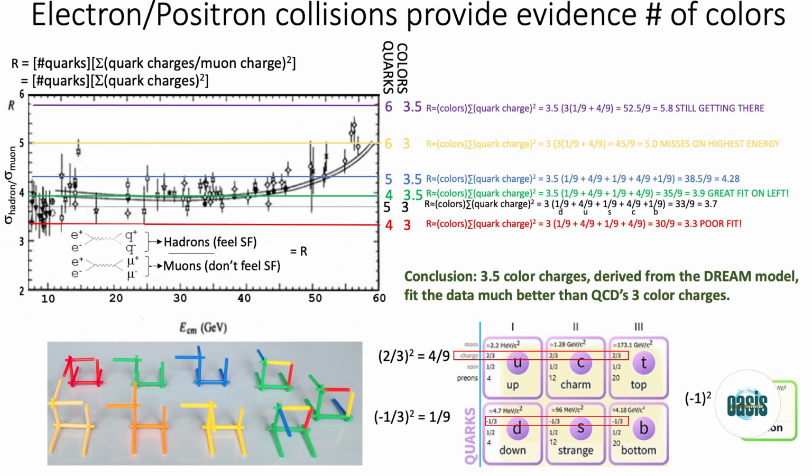Here's the actual data for the charge ratios that you see. So they said, okay, that's pretty good. 3 colors. Frankly, I don't think that's very good. And remember that the dream model proposes 3.5 colors. So let's test that.